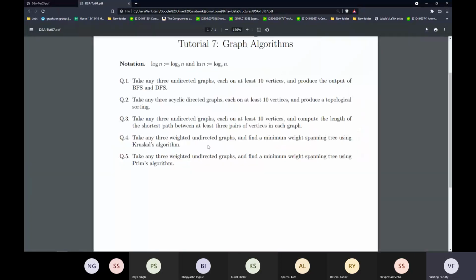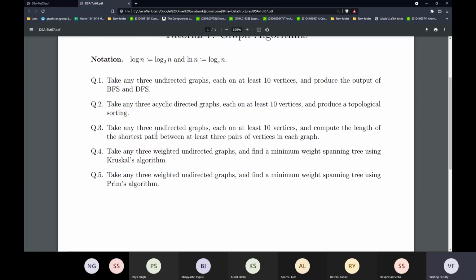If you remember graph algorithms, I have made a modification. There were only 3 questions earlier. I have included 2 more questions, one for Kruskal's algorithm and one for Prim's algorithm. I have already added example graphs on which you have to try these in MS Teams. You'll find a PDF file in which there are 3 undirected graphs, 3 acyclic directed graphs, and 3 weighted undirected graphs, on which you have to try this.